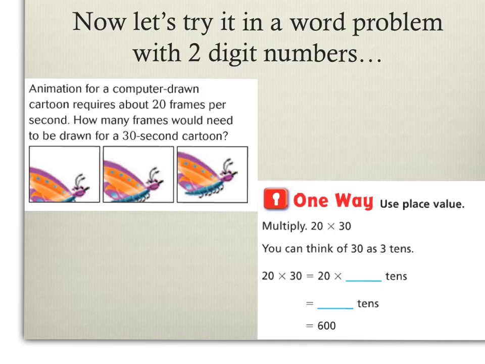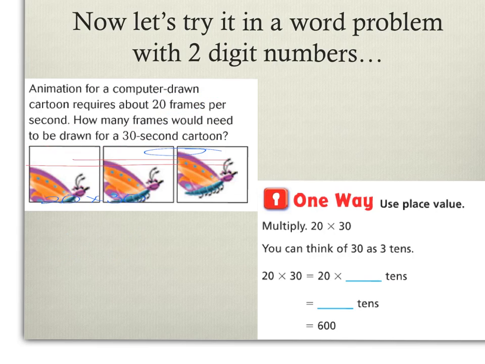Now let's see what it might look like in a word problem with two digits. Animation for a computer-drawn cartoon requires about 20 frames per second. How many frames would be needed to draw for a 30-second cartoon? In this problem, the question is, how many frames would need to be drawn for a 30-second cartoon? The problem tells me that I'm going to use 20 frames per second. That gives me the problem of 20 times 30.